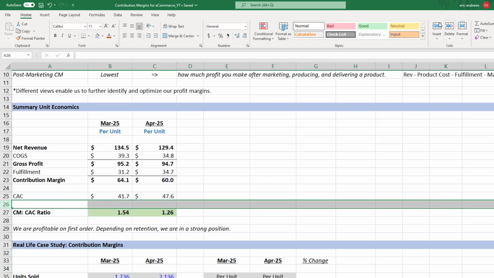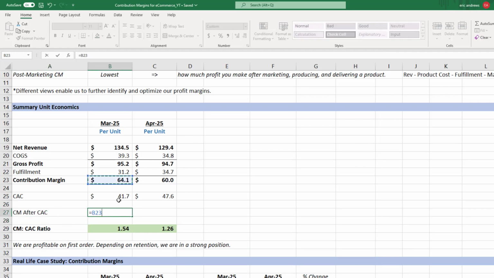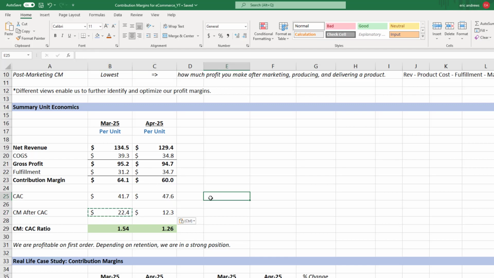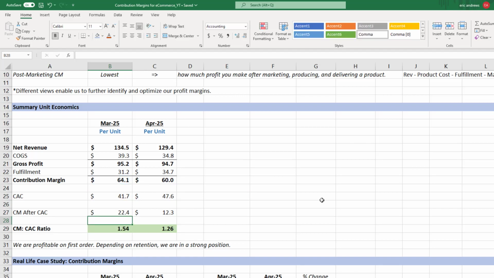If you look at our contribution margin, CM after CAC, even after spending money on marketing, we're profitable. We make $22 here, we make $12 here, and you can see the ratio of contribution margin to CAC on the first order is about 1.5. So we're profitable on the first order.